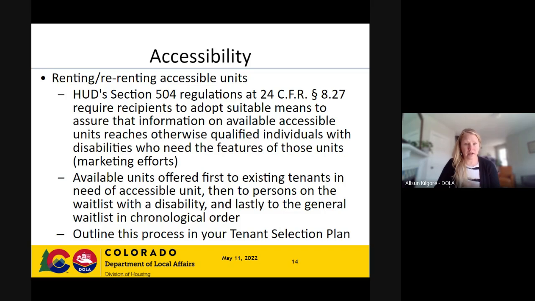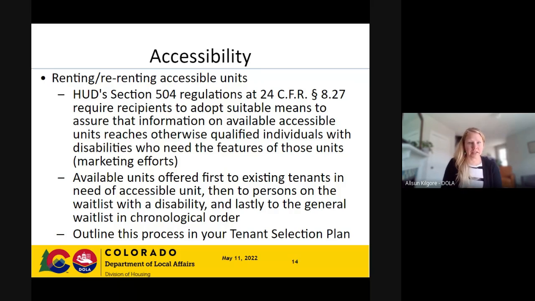All right, and just make sure that I covered everything here. Were there any questions on kind of the order in which you're offering accessible units to persons on the wait list versus internally versus general wait list? I don't see any.